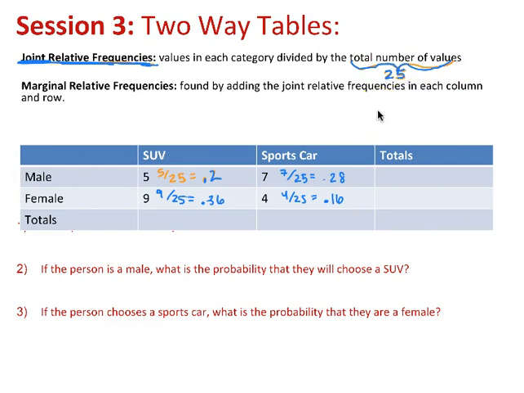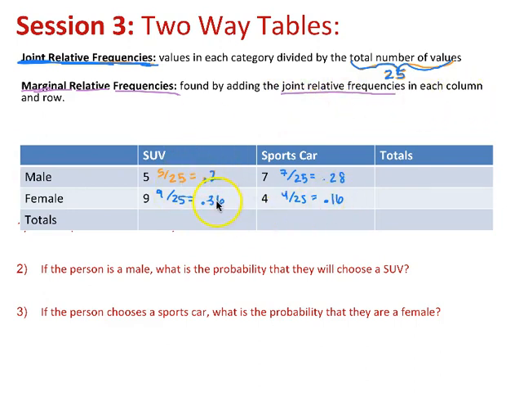Now, the marginal relative frequencies, we find those, let's do that in purple. The marginal relative frequencies are another way that we can look at our table and analyze it. We find these by adding all of our joint frequencies together in each column and row. So if we were to find the marginal relative frequency of SUVs, we're going to add 0.2 plus 0.36. We add the joint relative frequencies in each column and row.